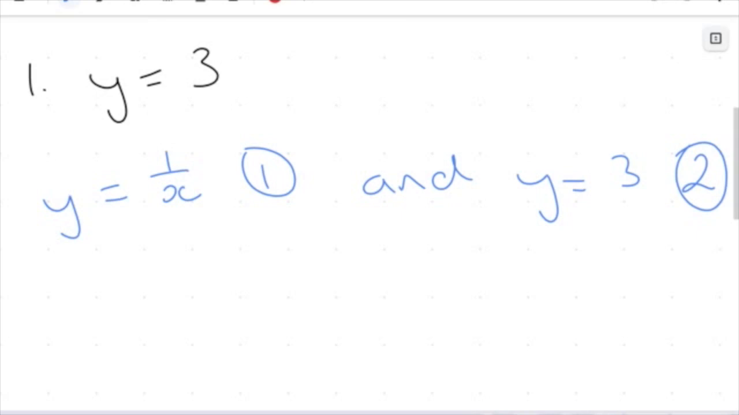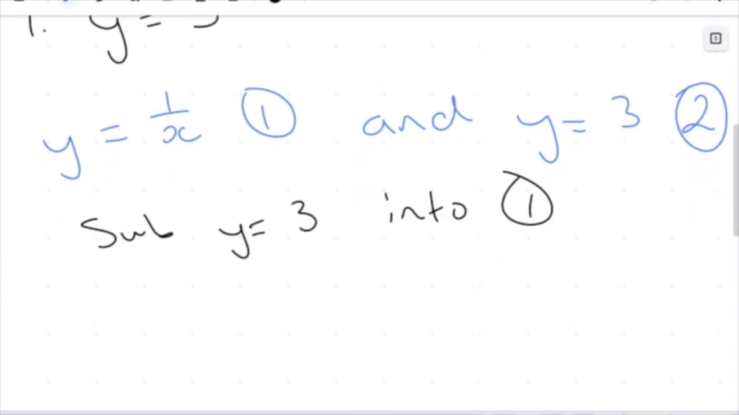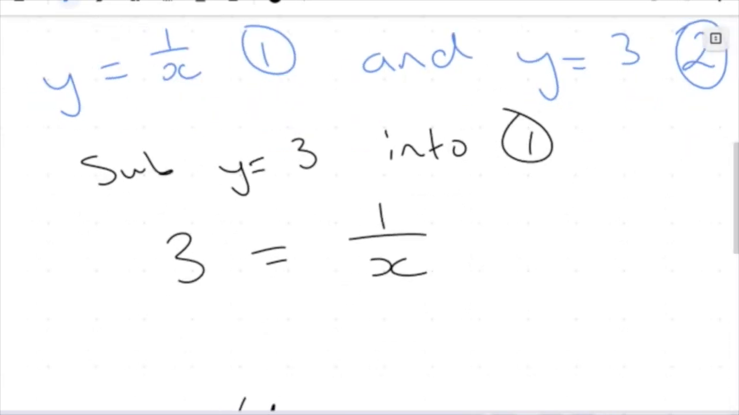Now, we're going to solve this by substitution because we know that y is the same as this y, but then y also equals 3. So we're going to substitute this 3 in place of the y over here. So what we're going to do, we're going to sub y equals 3 into equation 1. So in place of this y, I'm going to put 3, and then I have 1 over x here.